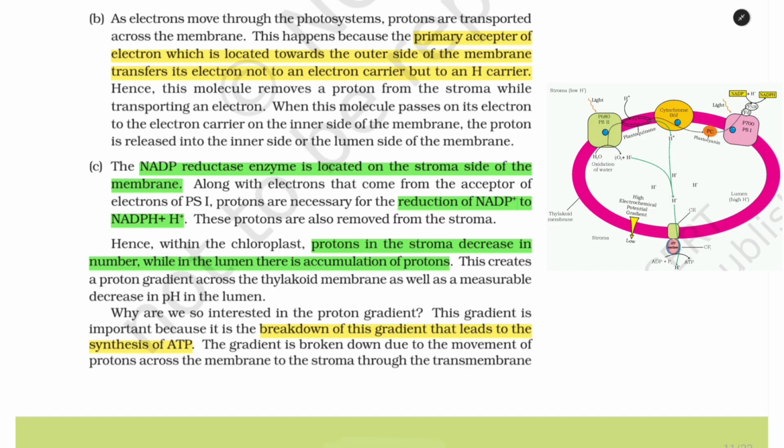Number C. The NADP reductase enzyme is located on the stroma side of the membrane. Along with electrons that come from the acceptor of electrons of PS1, that is photosystem 1, protons are necessary for the reduction of NADP+ to NADPH + H+. These protons are also removed from the stroma. Hence, within the chloroplast, protons in the stroma decrease in number, while in the lumen there is accumulation of protons. This creates a proton gradient across the thylakoid membrane as well as a measurable decrease in pH in the lumen.